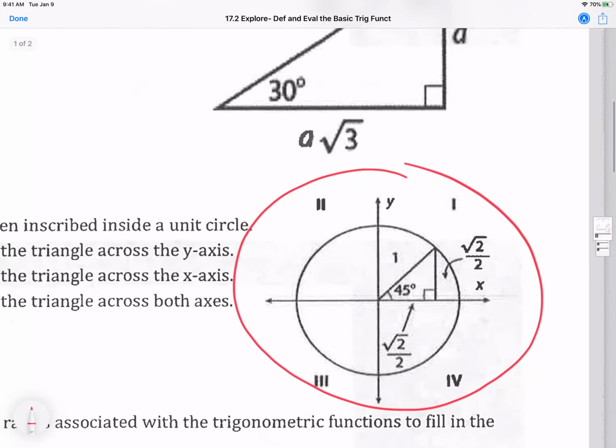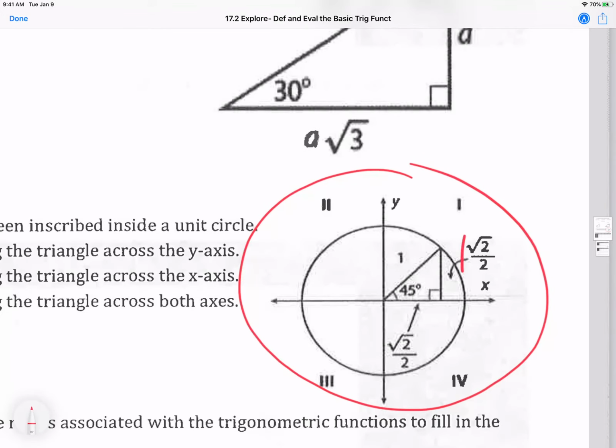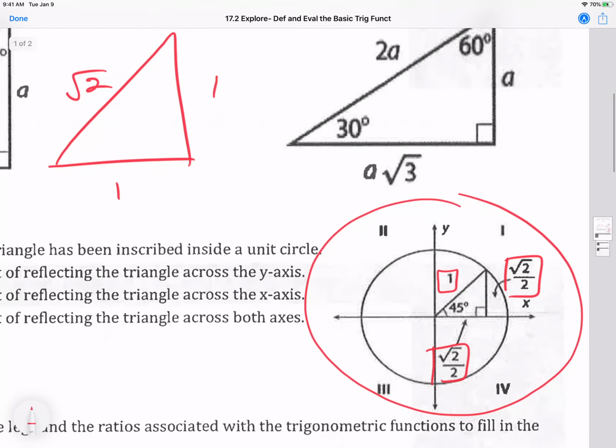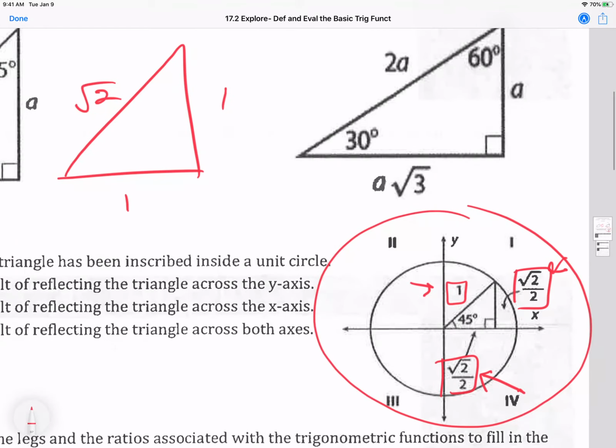The formula that I would always like you to remember is 1, 1, square root of 2. But in the unit circle that they gave you here, they gave you square root of 2 over 2, square root of 2 over 2, and then 1. The only reason is that they made sure the hypotenuse will always be 1, because that's what unit circle means. Unit circle simply means that the radius has to be 1. So instead of calling this square root of 2, they call this a 1.